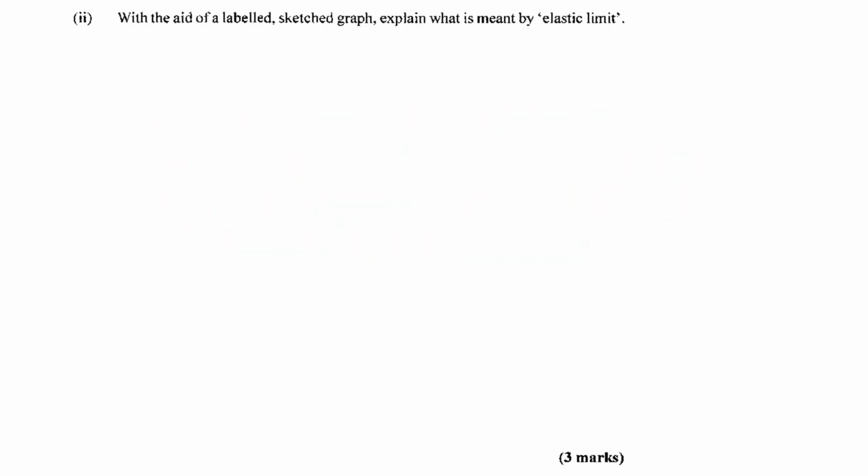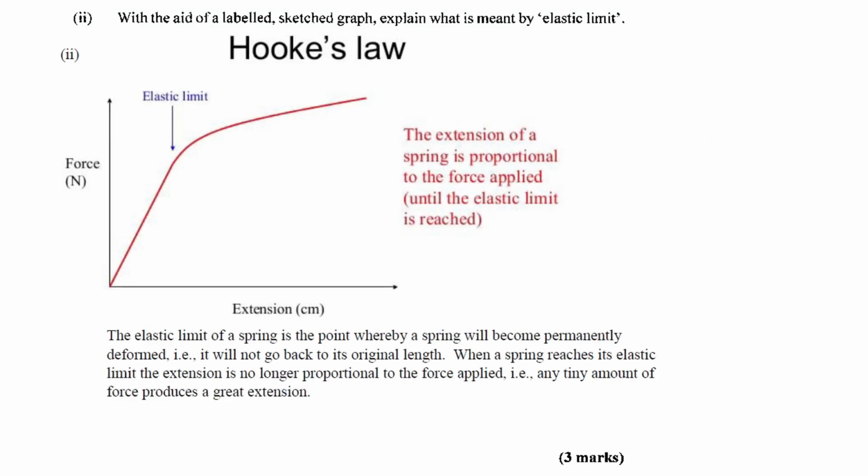Next, with the aid of a labeled sketched graph, explain what is meant by elastic limit. So this is what the graph of Hooke's law typically looks like. You have a straight line originating from the origin, and that shows proportionality. And up to a certain point, it then doesn't have that characteristic anymore and starts to curve and taper off. That point is where the elastic limit should be labeled.